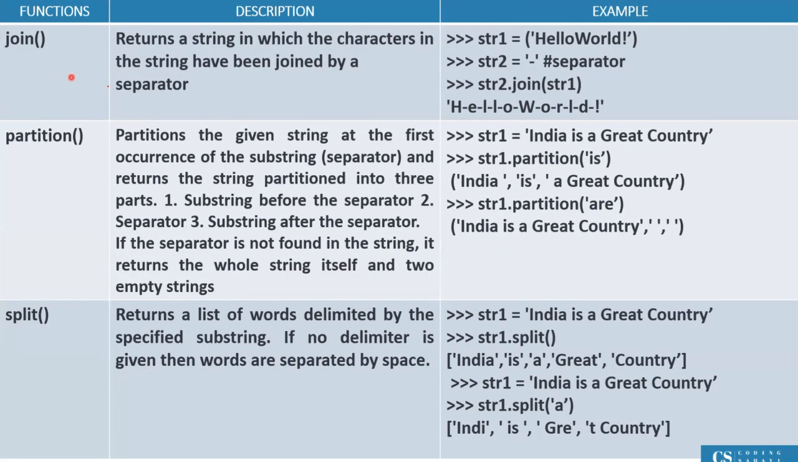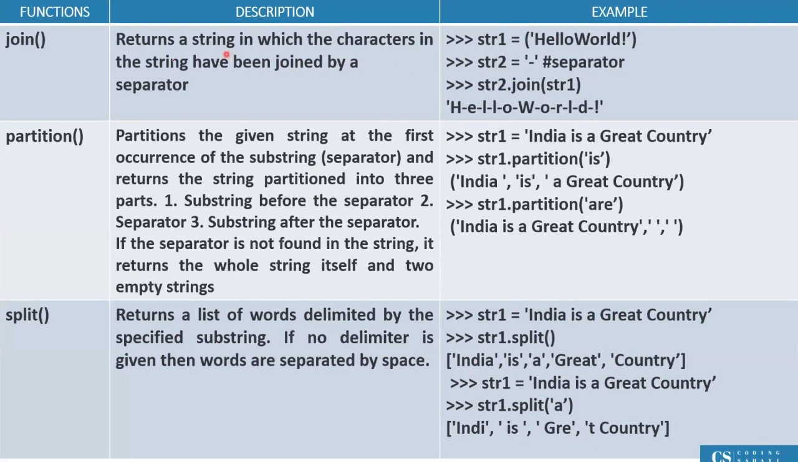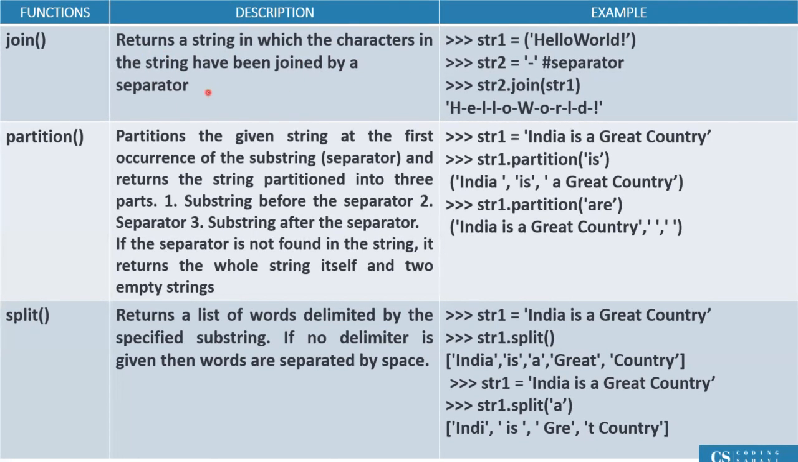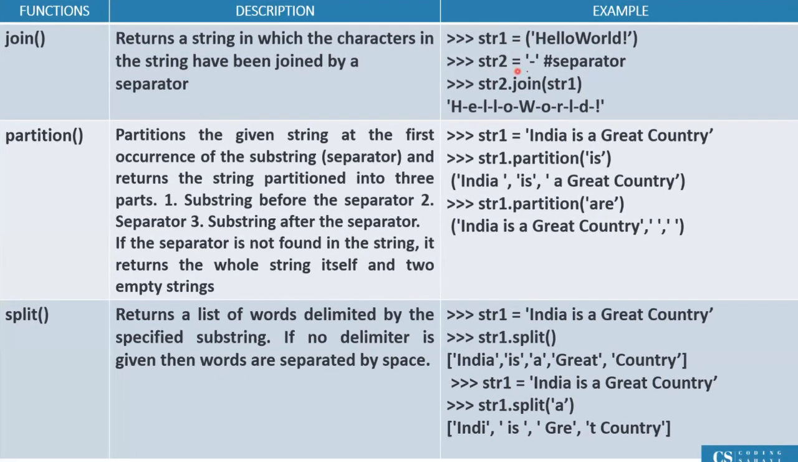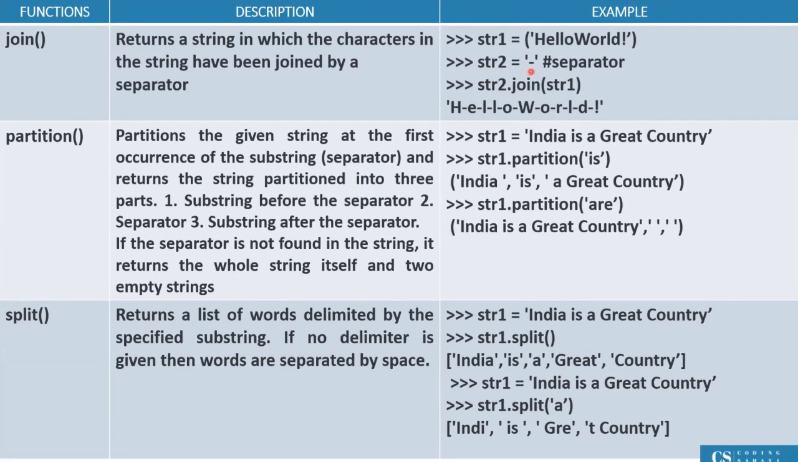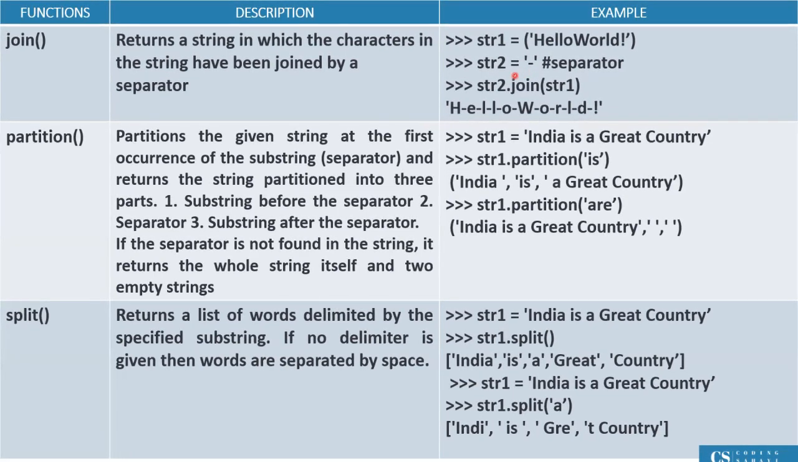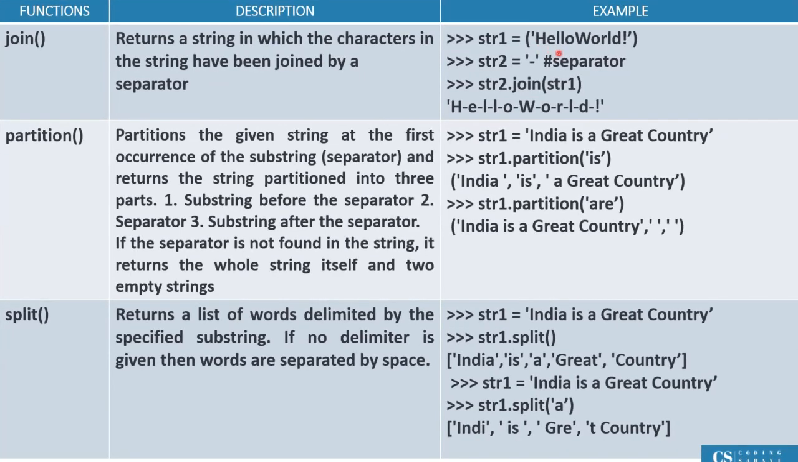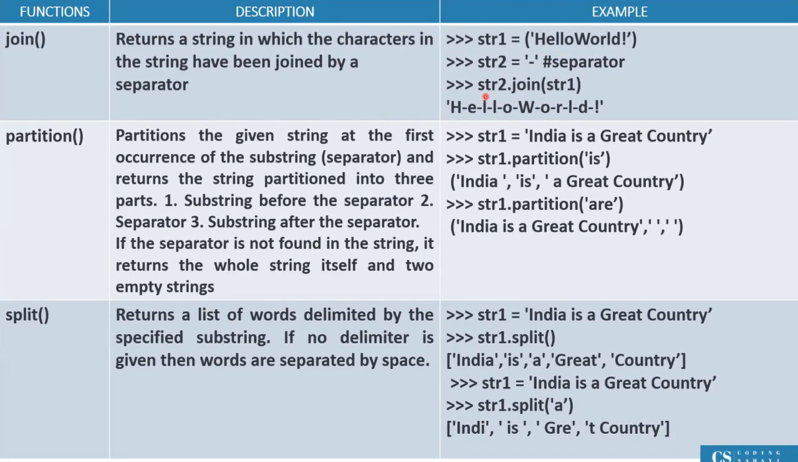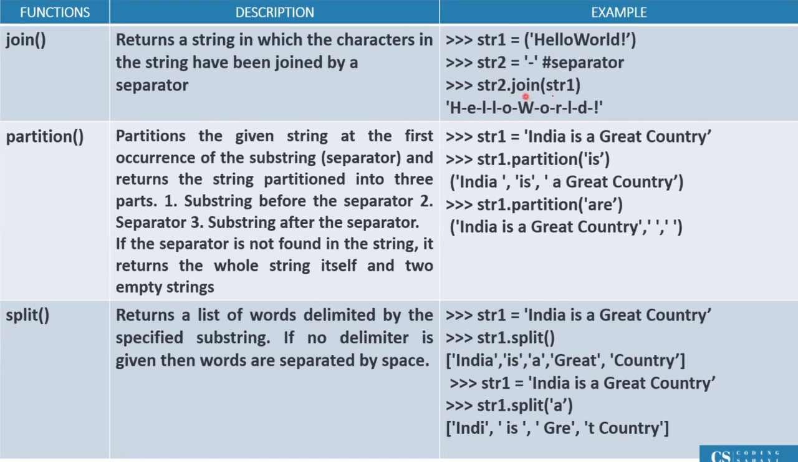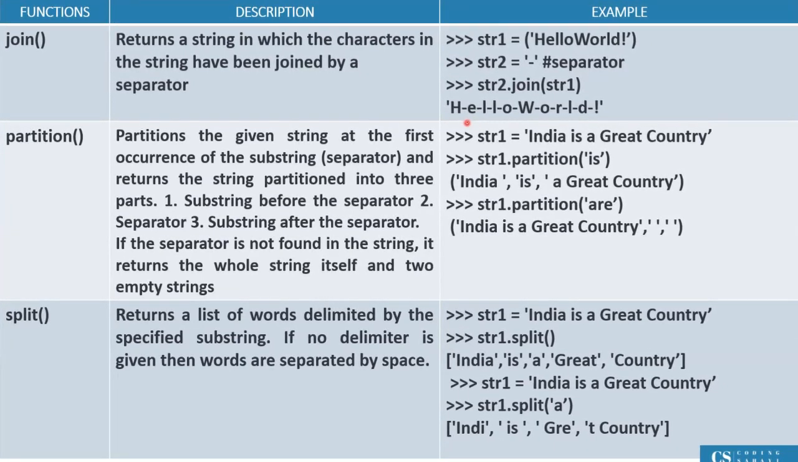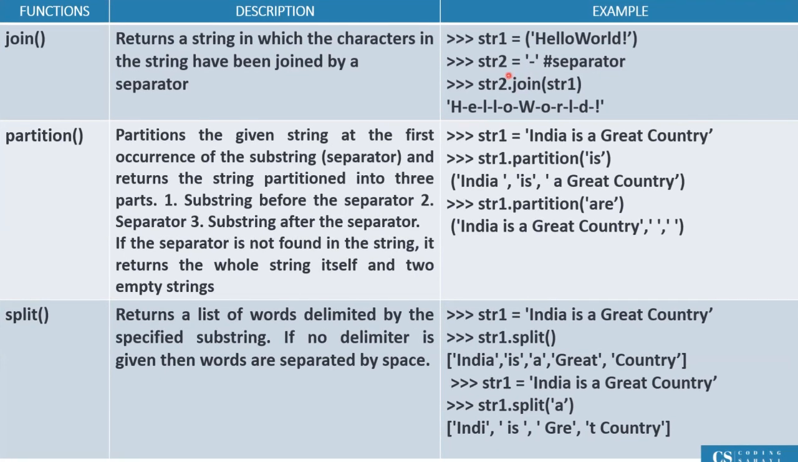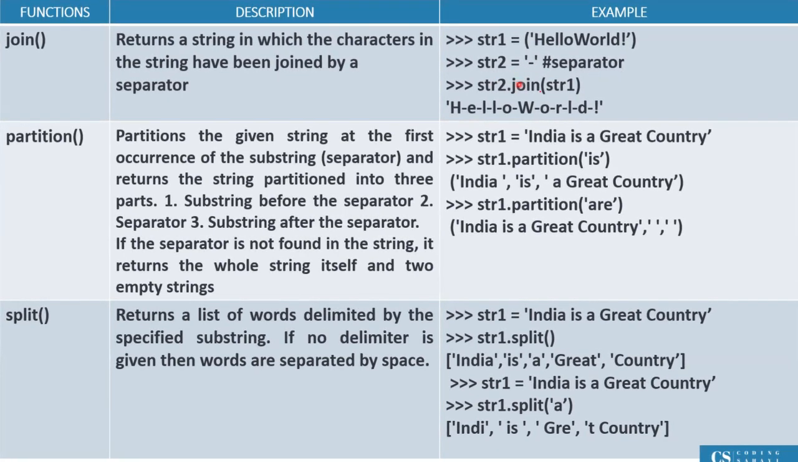Next we have the join function. It returns a string in which the characters in the string have been joined by a separator. For example, here I am giving str1 is equal to hello world. In str2 I am giving a hyphen. So the hyphen is working as a separator here. That means in between all these letters I want to give a hyphen. So I am giving str2.join(str1). That means after each letter a hyphen is placed. The hyphen is joined there. So that is our join. Instead of a hyphen you can give a space or star symbol or anything here.